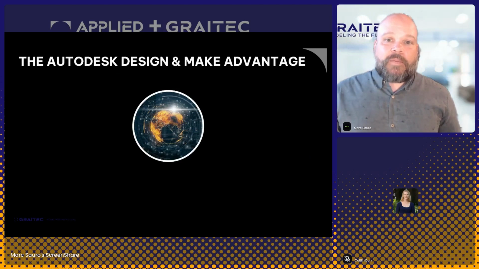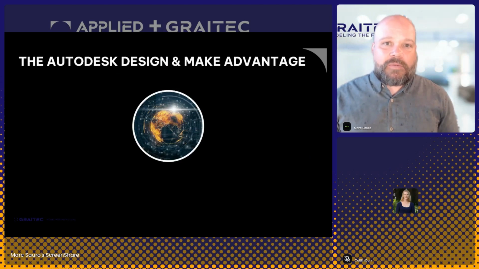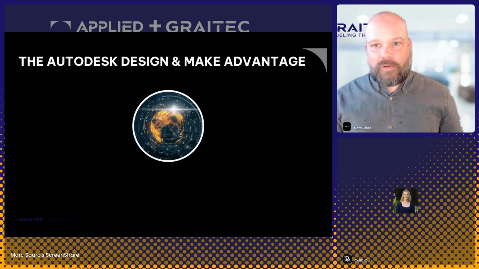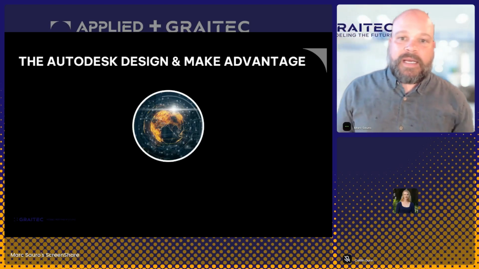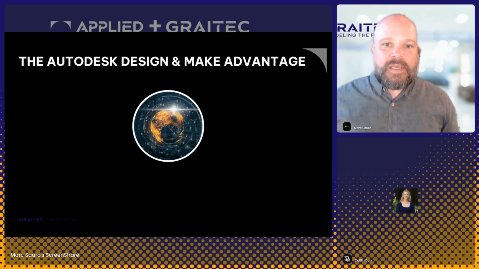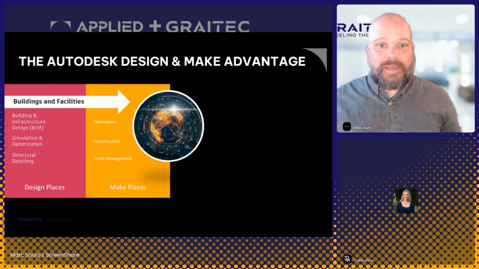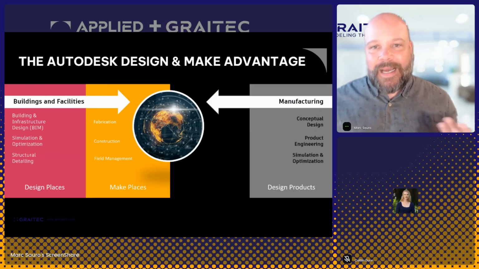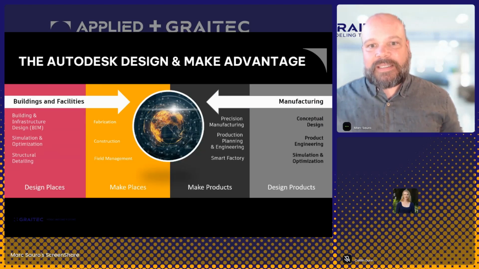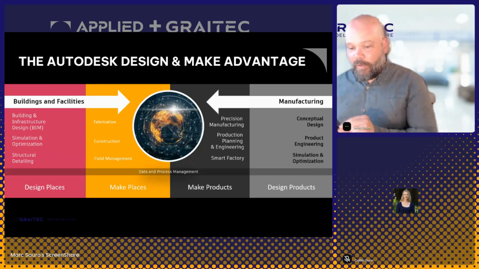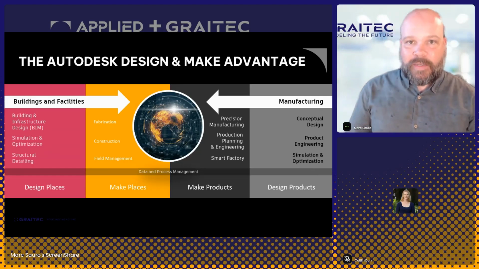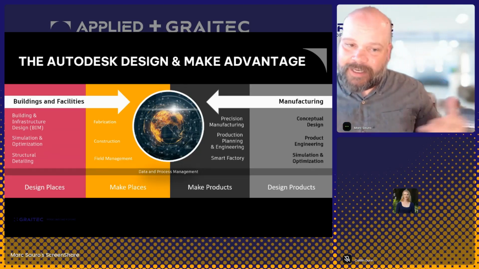At GRAITEC, we help our customers to create anything from places to products. We have an expansive AEC and D&M portfolio to support our customers across many segments and industries. This allows us to help our customers design places, then make them, design the products, and make the products. This is our design and make advantage. Now, this line is very important: data and process management, single source of truth. Once again.